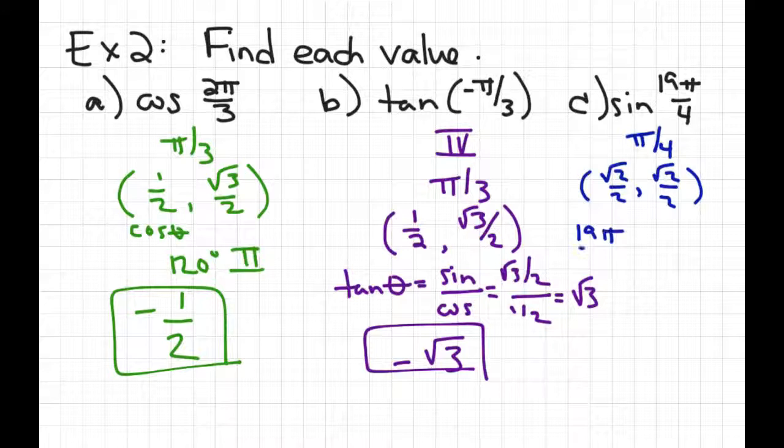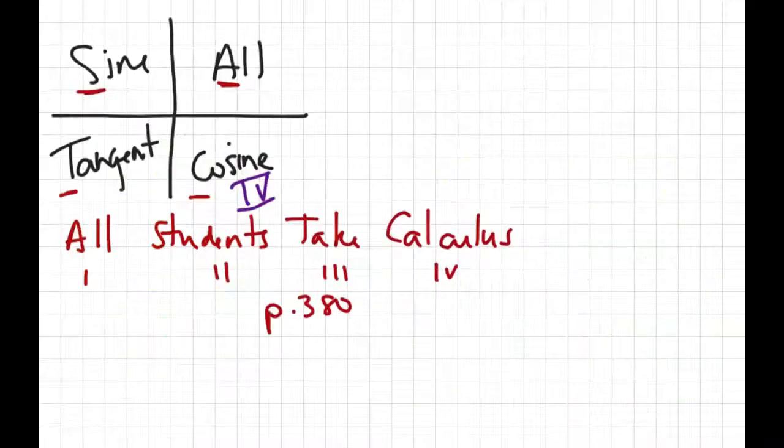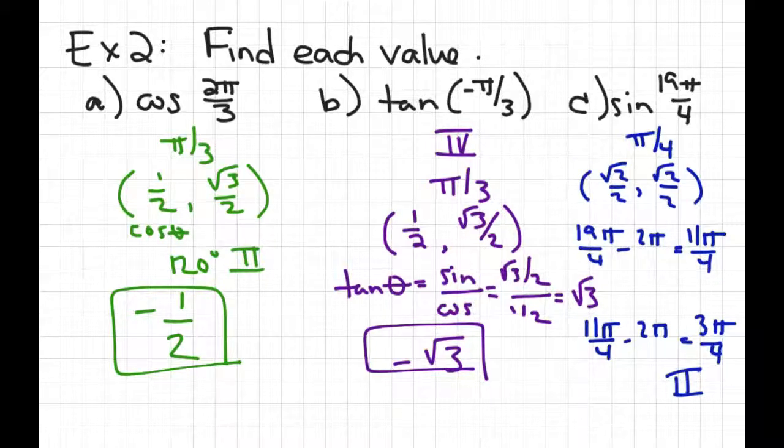So 19 pi over 4 minus 2 pi is 19 pi over 4 minus 8 pi over 4, which is 11 pi over 4. I've got to subtract 2 pi again. So 11 pi over 4 minus 8 pi over 4 is 3 pi over 4. And 3 pi over 4 is in quadrant 2. In quadrant 2, are sines positive or negative? I go back over here and see that sines are positive, so the answer must be positive square root of 2 over 2.